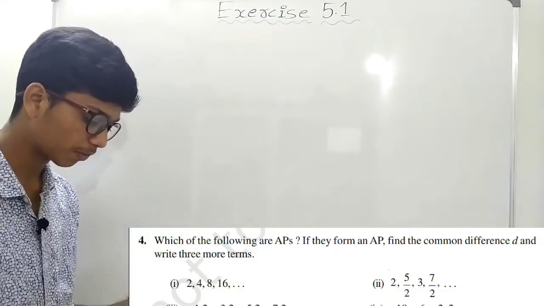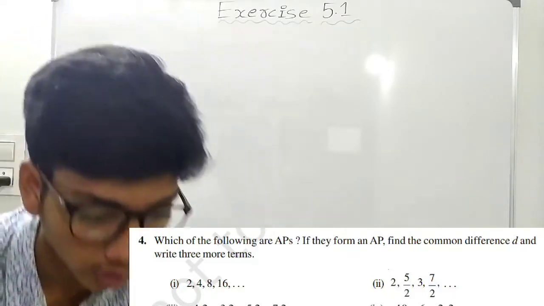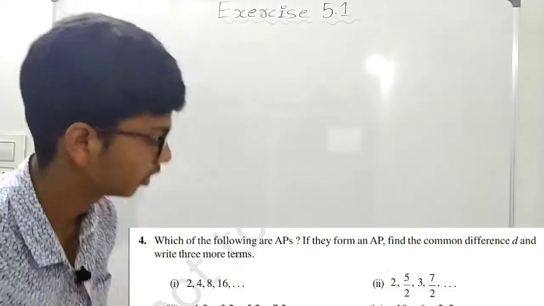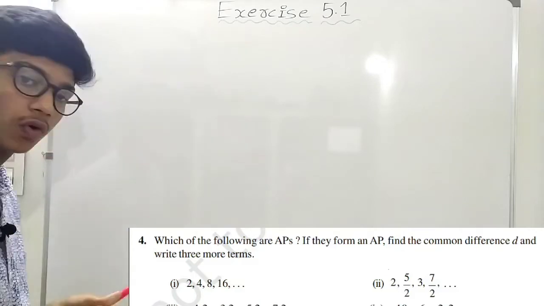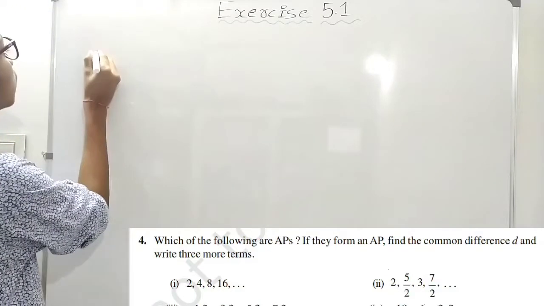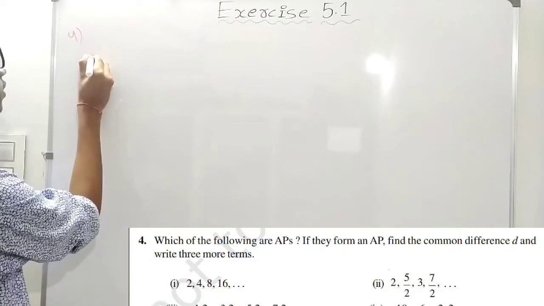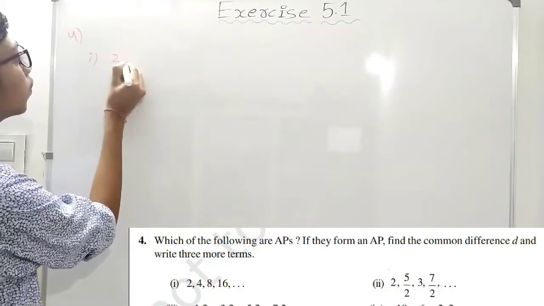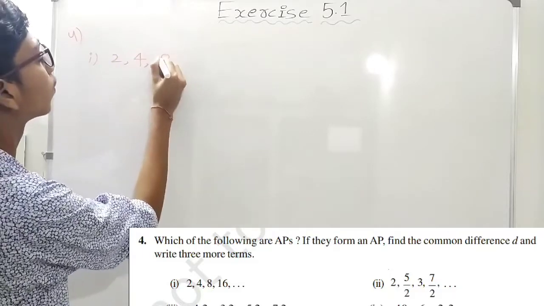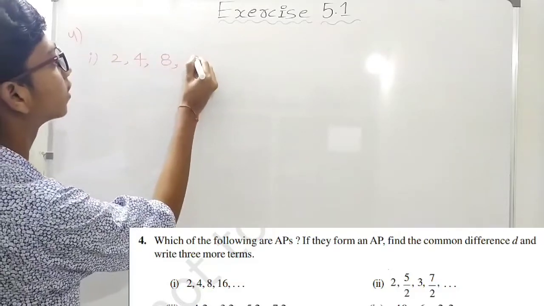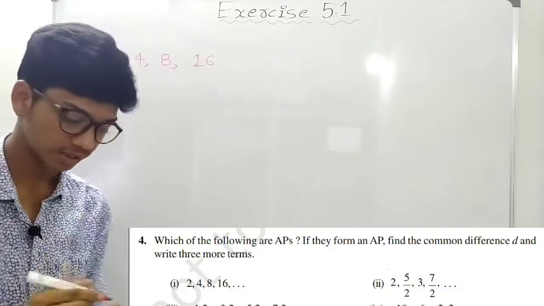So the first part is 2, 4, 8, 16. So now let's solve it. 2, 4, 8, 16. So question number 4, first part is 2, 4, 8 and 16.